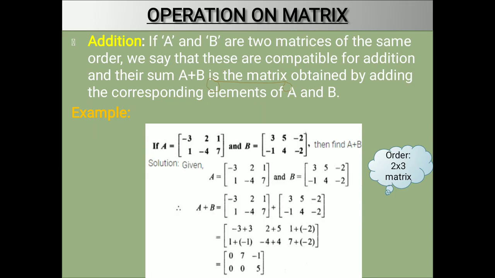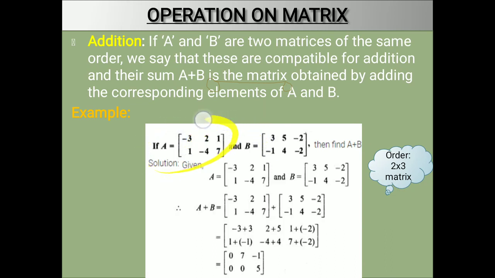The first part is addition. Suppose there are two matrices, A and B, both of the same order, that is 2 cross 3 matrix. I have given the order over here. If they have the same order 2 cross 3 and they need to be added, what will happen? The corresponding elements of the matrices will be added.